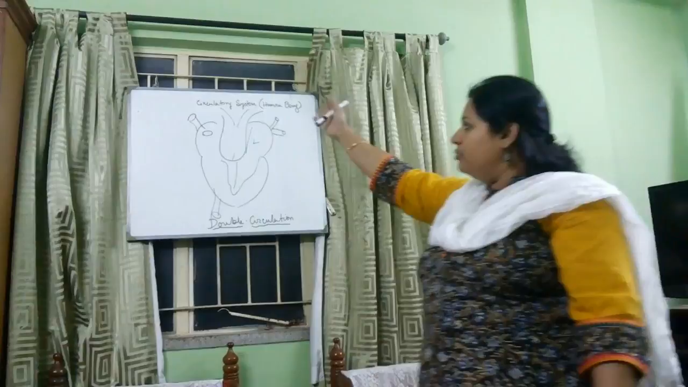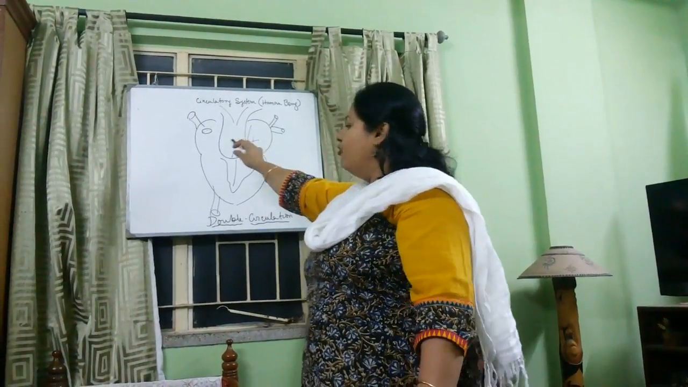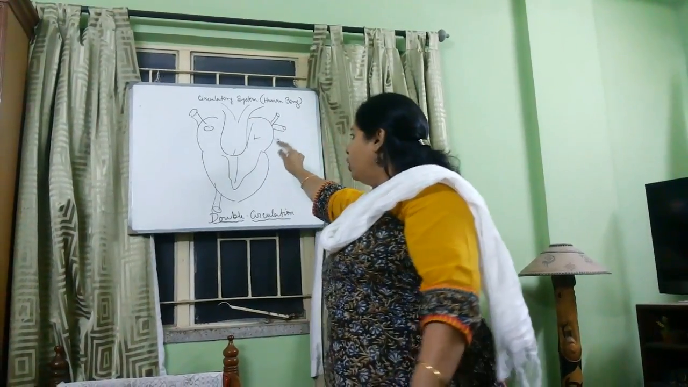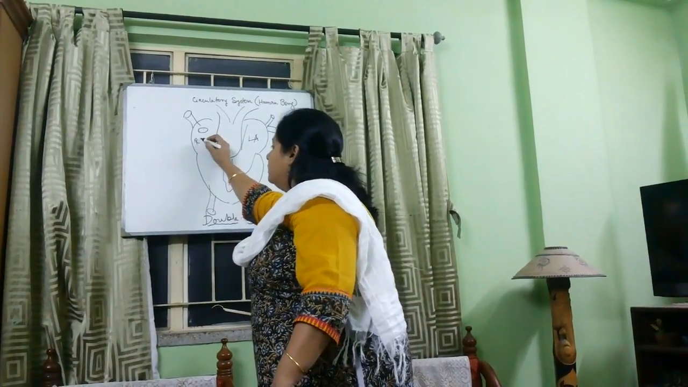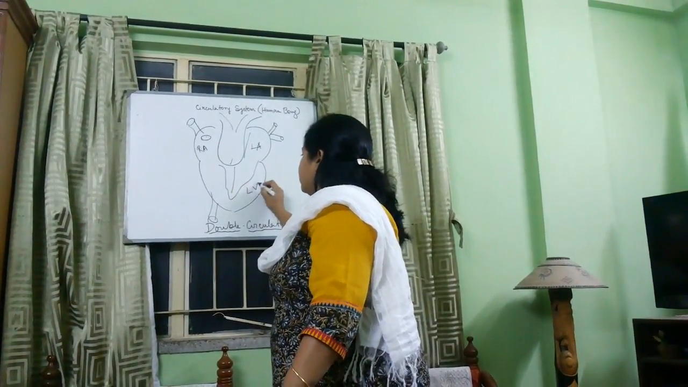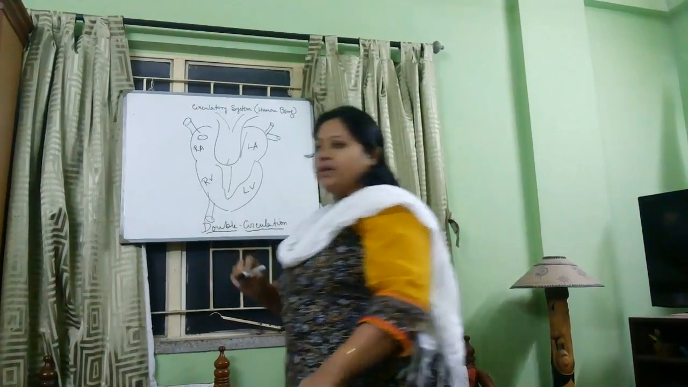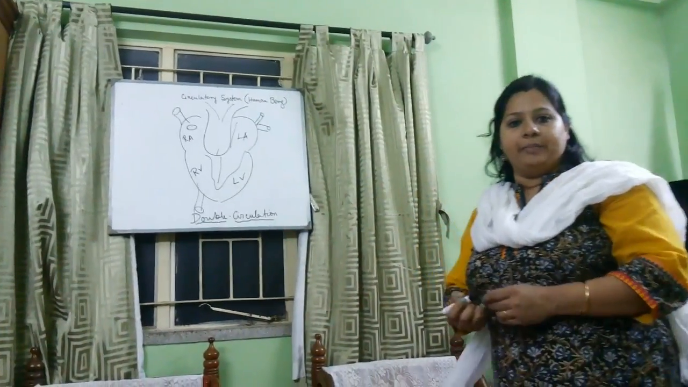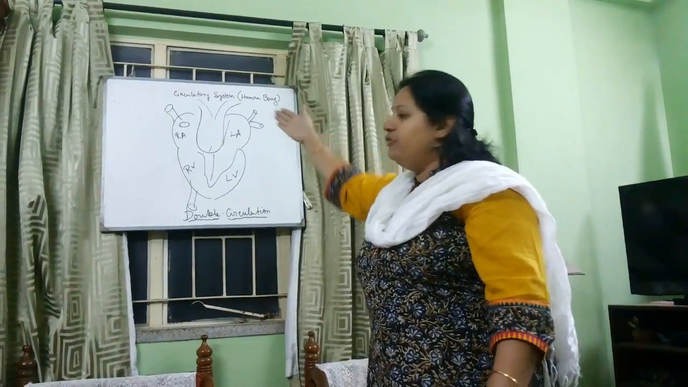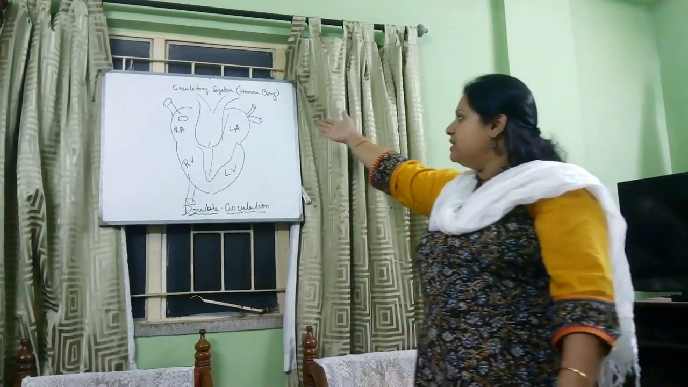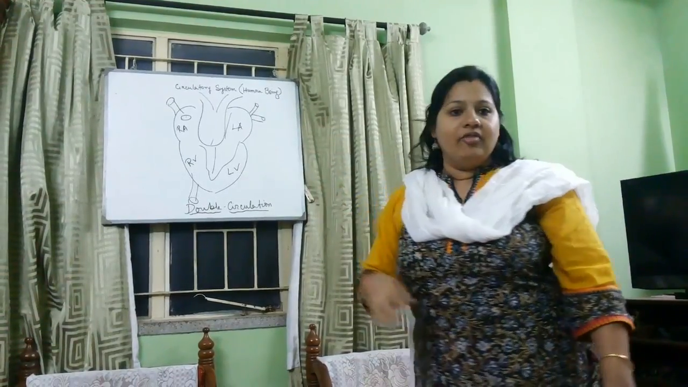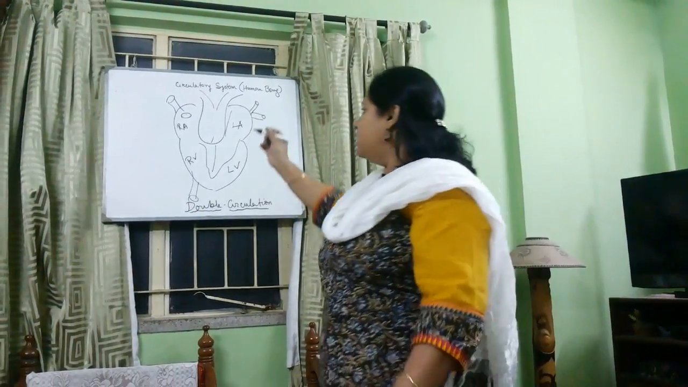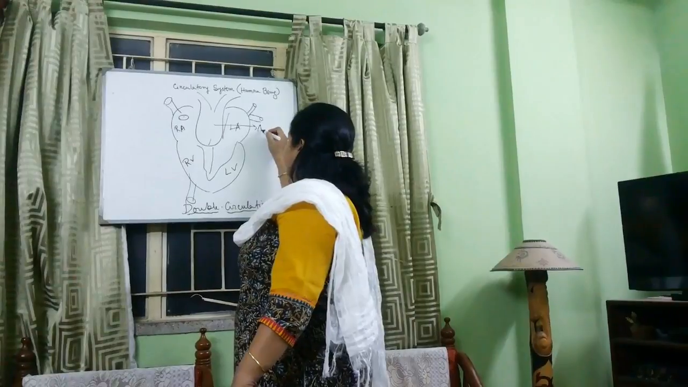Now here I am drawing the heart with four chambers: left auricle, right auricle, left ventricle and right ventricle. Apart from these four compartments, there are a few other vessels. This side is the pulmonary vein and that side we find the vena cava. This one is known as the aorta.